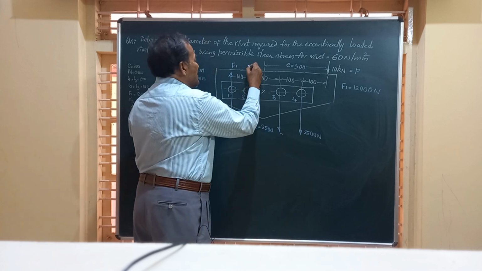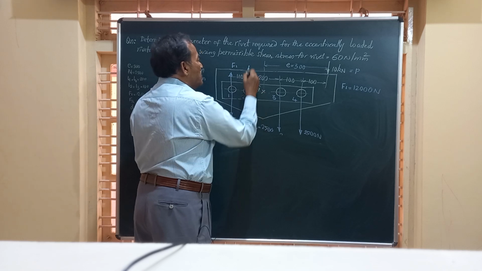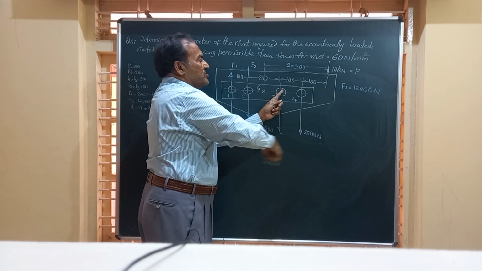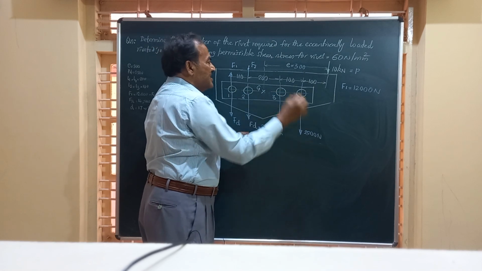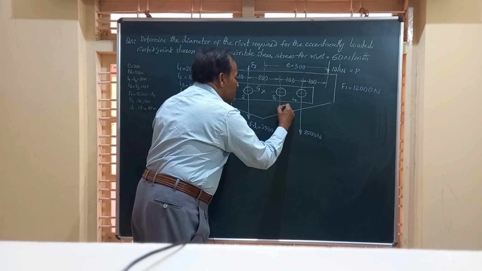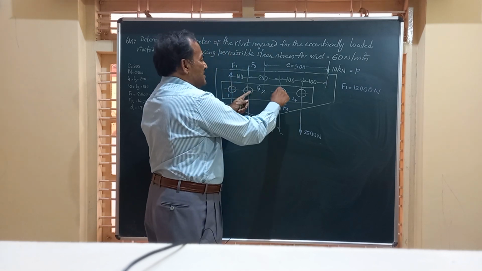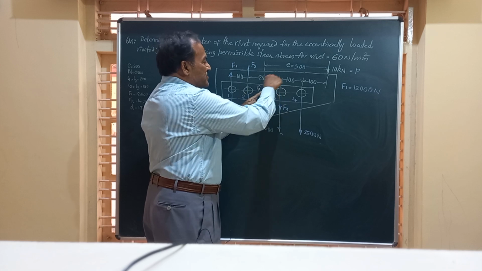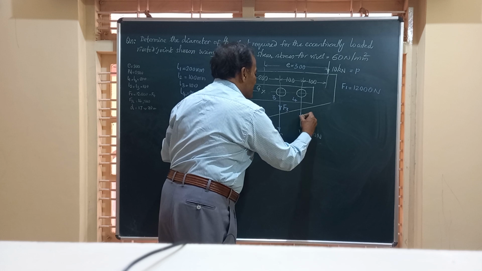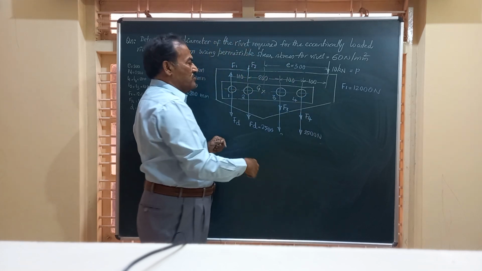Similarly, friends, F2 acting perpendicular to this L2 should produce a clockwise moment. You can see this is producing a clockwise moment. Then, friends, F3 acting here should produce a clockwise moment about this point, about G. So also the final load F4 should produce a clockwise moment.